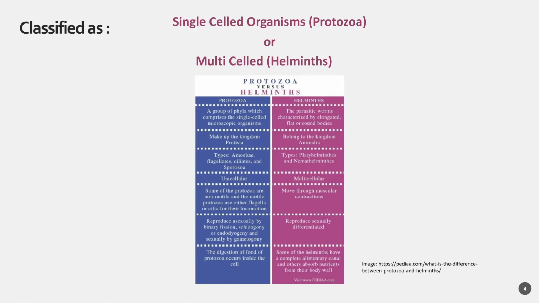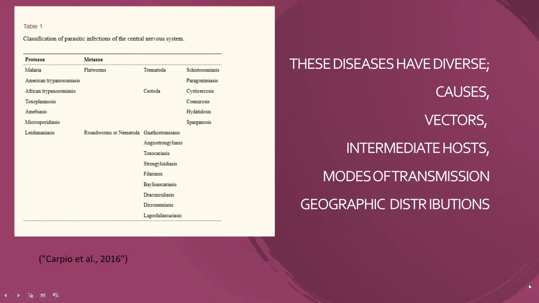Parasites can be classified into prokaryotic unicellular organisms or multicelled helminths. Prokaryotes have a great ability to multiply in the immunosuppressed, and helminths cause physical disruption to the host tissues. Some of the more common parasite infections of the human central nervous system are cystic cirrhosis, toxoplasmosis, echinococcus, and malaria. These diseases have diverse causes, vectors, intermediate hosts, modes of transmission, and geographic distribution.